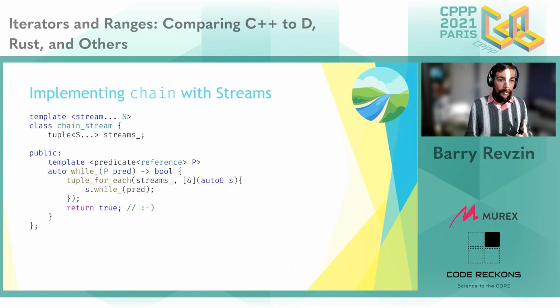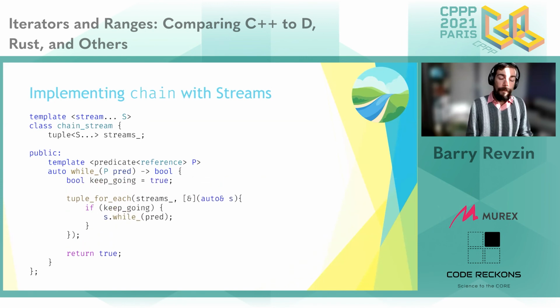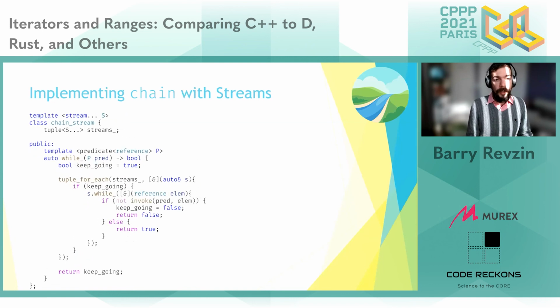So of course, we don't have for each. The main algorithm that we want to implement is while, which isn't just sticking a return true at the end, because we do need to short circuit at some point. And in order to short circuit, we need a variable that we're keeping track of to see whether or not we need to keep going. And the way that we will update that is we'll provide a custom lambda into the underlying streams' while, such that if the predicate that we pass in is going to return false, then we set keep going to false, and then we return false.